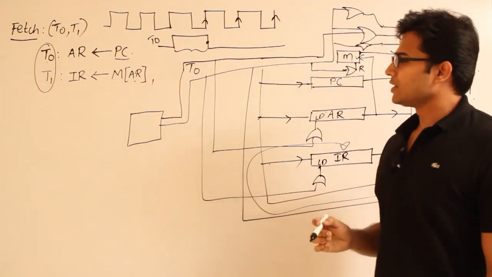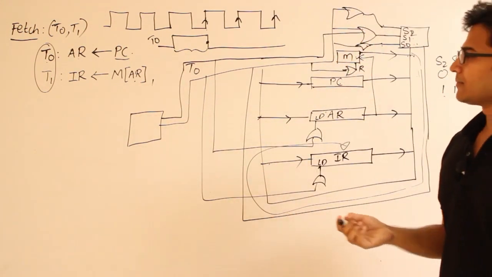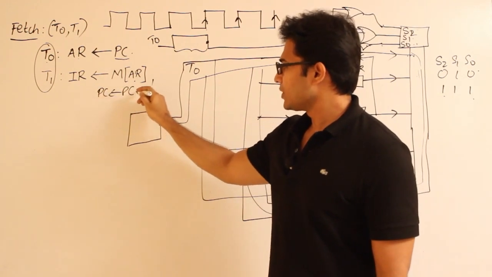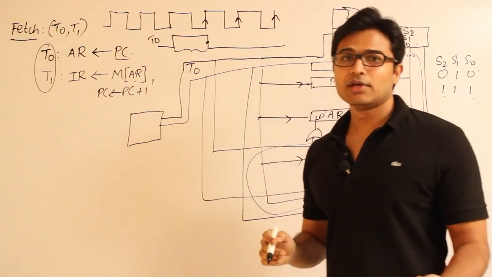At t1 itself we can also perform one more thing. We can perform PC equal to PC plus 1, which means we can increment the program counter. Why are we doing this?